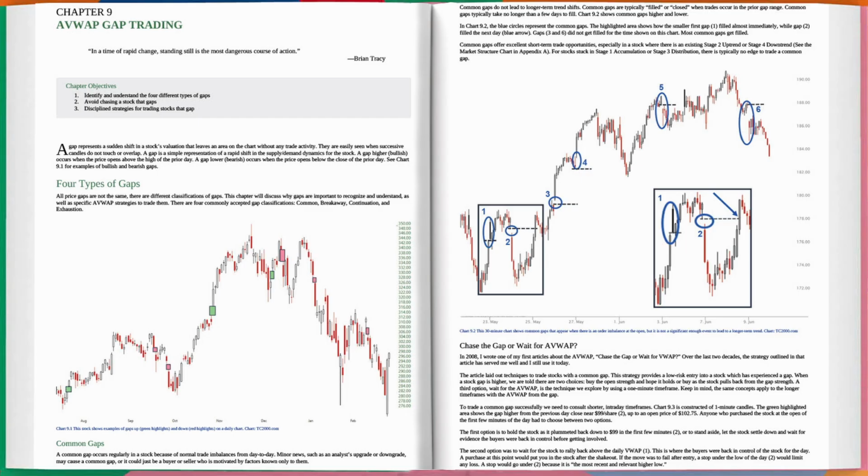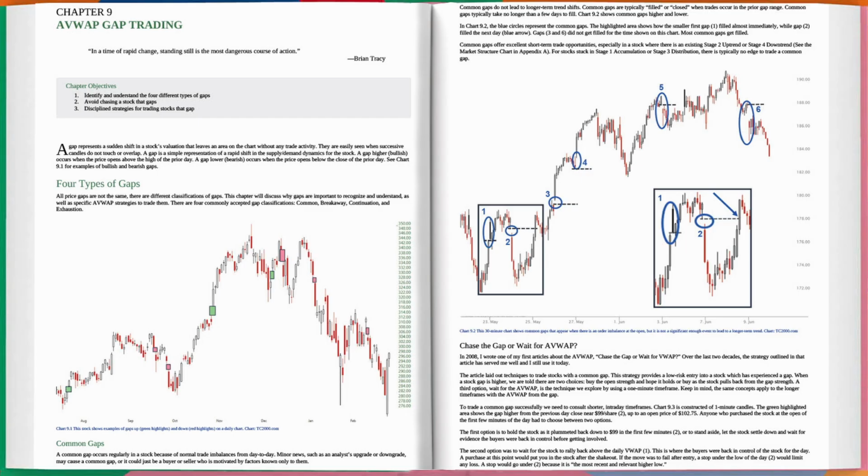4 types of gaps. All price gaps are not the same. There are different classifications of gaps. This chapter will discuss why gaps are important to recognize and understand, as well as specific AVWAP strategies to trade them. There are 4 commonly accepted gap classifications: common, breakaway, continuation, and exhaustion.